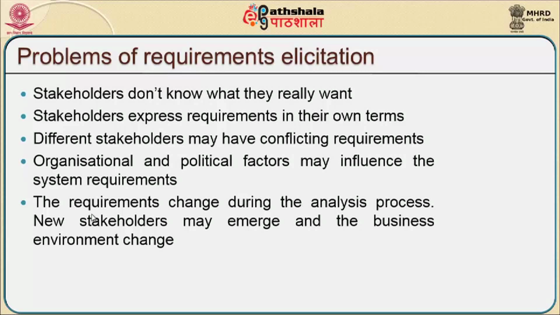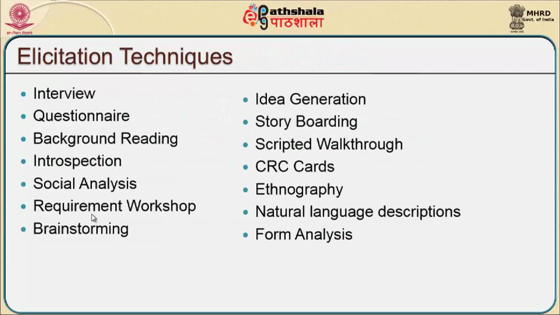Different stakeholders may have conflicting requirements. If you connect yourself between two different stakeholders, their expectations will be in different formats, and at that juncture you may not be able to provide appropriate justification to both of them. Organizational and political factors may also influence the system requirements. The requirements also change during the analysis process. New stakeholders may emerge and the business environment can change. These are some of the problems we might encounter in the elicitation process.